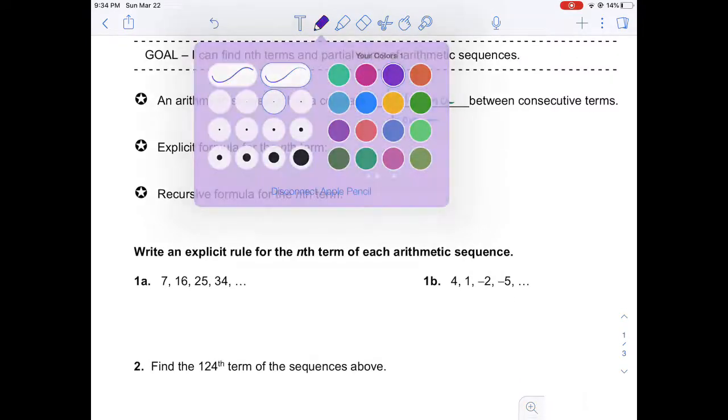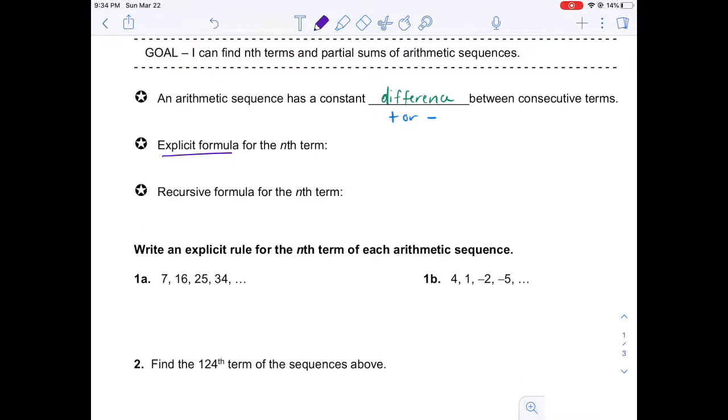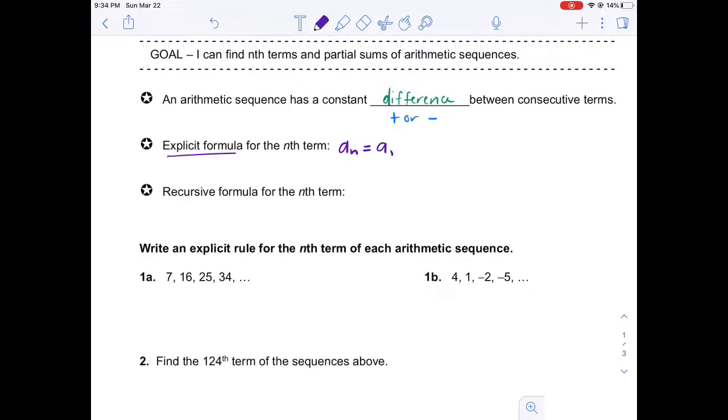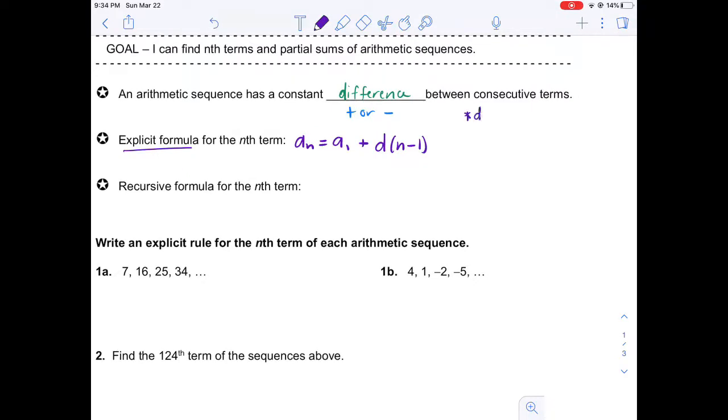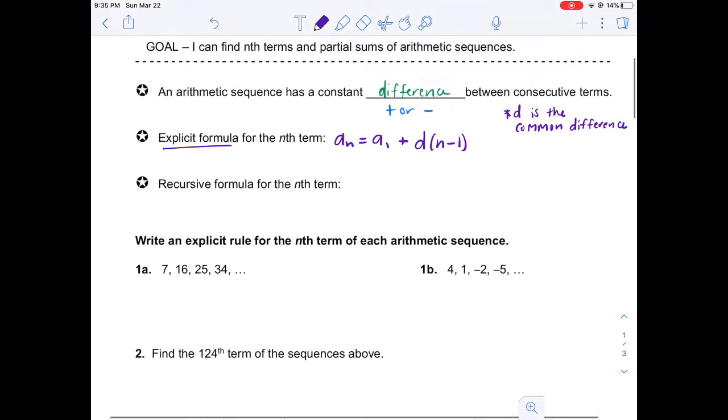So for an arithmetic sequence, if I just want to plug in any specific number for n, the explicit formula is this. The nth term, a sub n, is going to be a1 plus d times n minus 1, where d is the common difference between our terms. So d is our common difference, whatever number we're adding or subtracting. We could go back and break down where this pattern comes from, but this formula will always work for an arithmetic sequence.